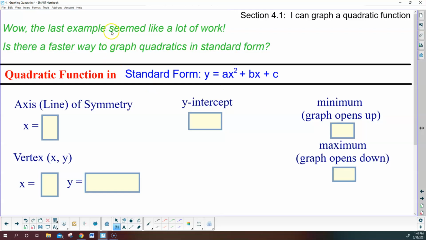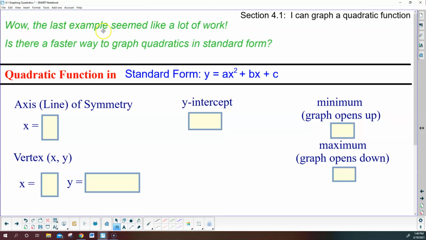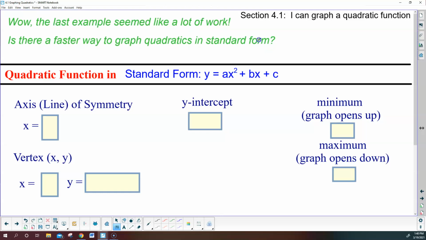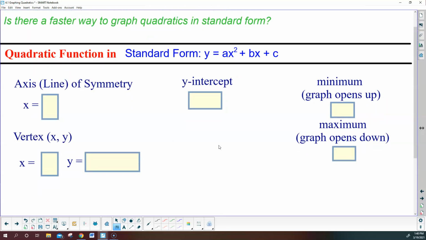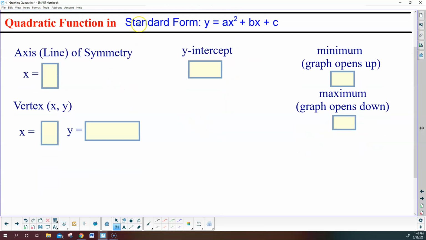Now I will admit, that was a lot of work, right? But it's building off of the knowledge that we already know. So is there a faster way to do this? Kind of. The downfall is it requires you to memorize a couple of formulas. So I'll show that to you. You may like this, you may not.